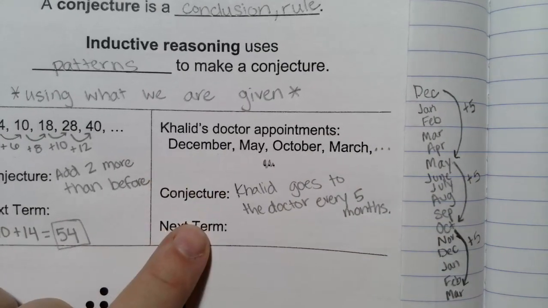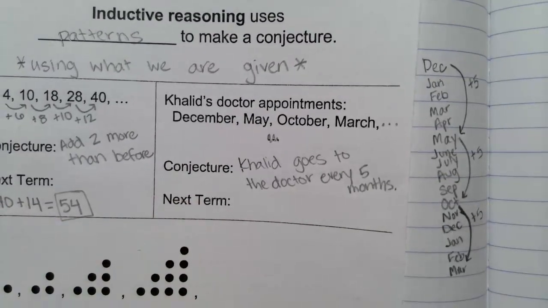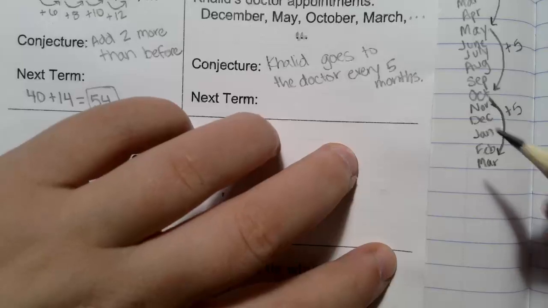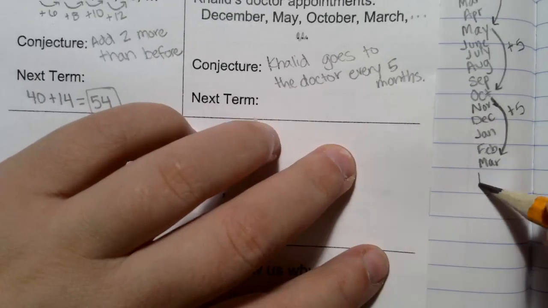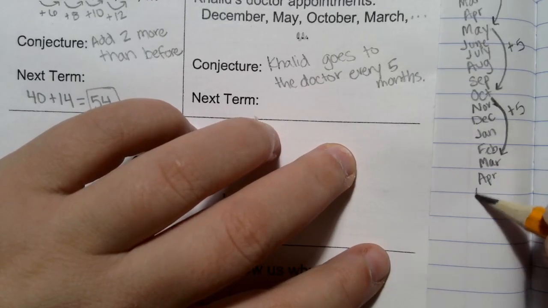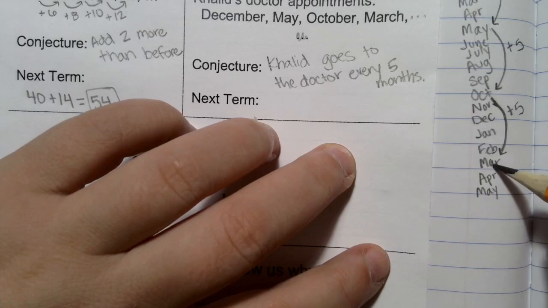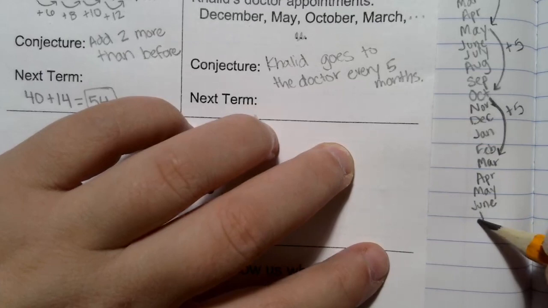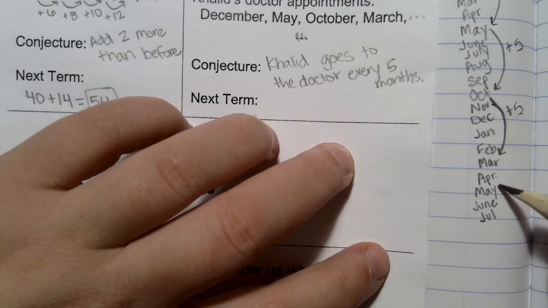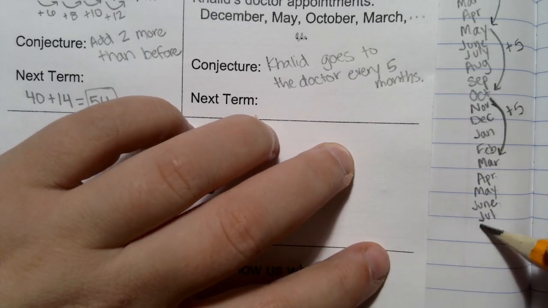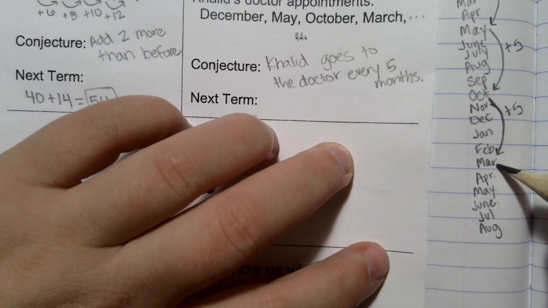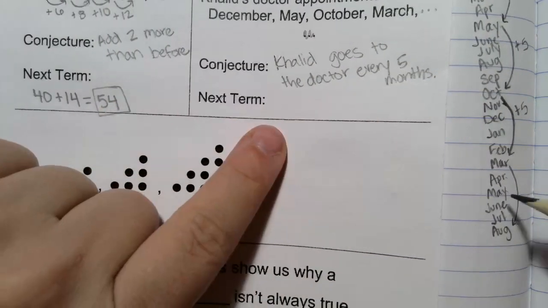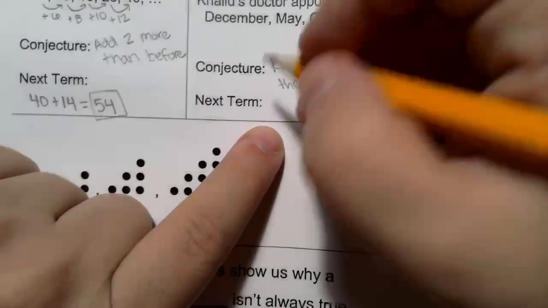Okay, so we need to find the next term. So now I need to pick up on March, and I need to go 5 more months. And I can't do that in my head, so I gotta write it out. February, March, April, May, that's 1, 2, June, July, that'd be 1, 2, 3, 4, so 1 more, August. So we go March, and then we end up at August. So his next doctor's appointment is going to be in August.